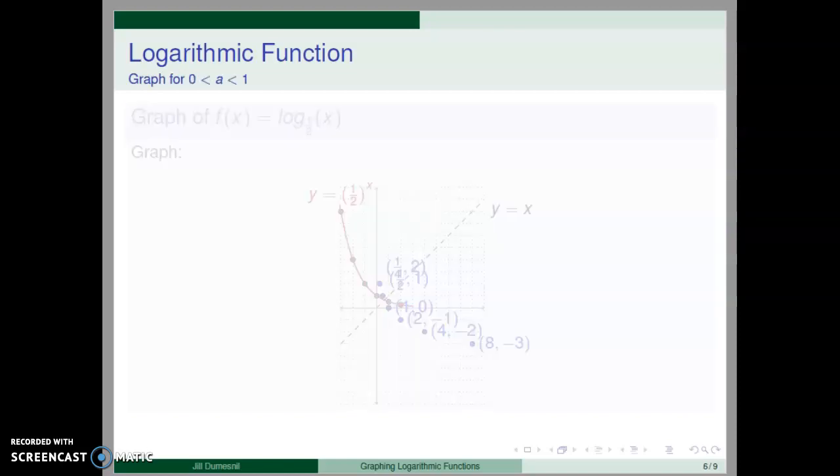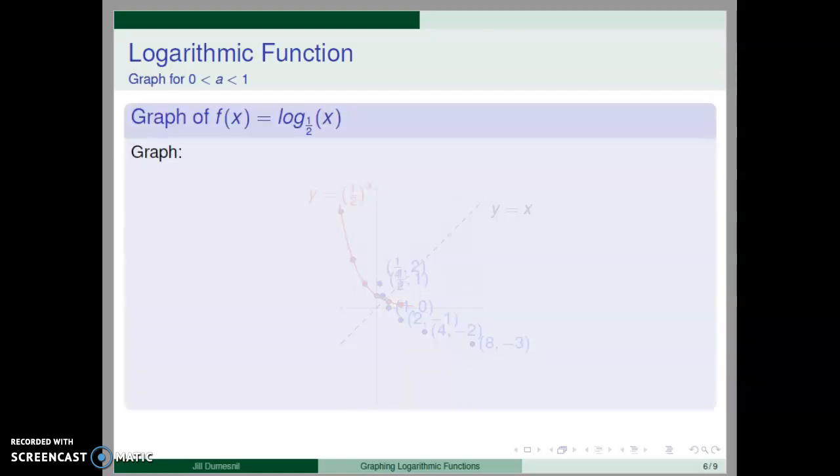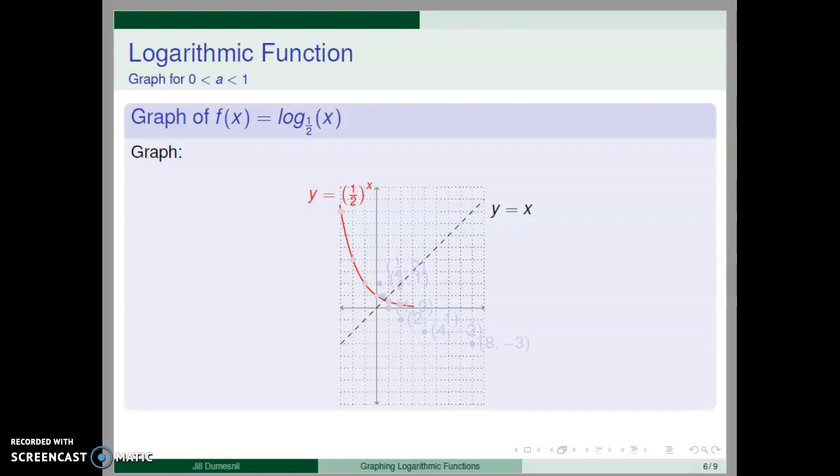Let's see what happens to the graph of the logarithmic function when the base is a number between 0 and 1. In particular, we'll graph the logarithmic function with base 1/2. First, we'll start with a set of coordinate axes and a grid, and we'll draw the graph of the exponential function with base 1/2. Again, we'll sketch a dashed line for y equal x and prepare to reverse the coordinates of points on the exponential function.